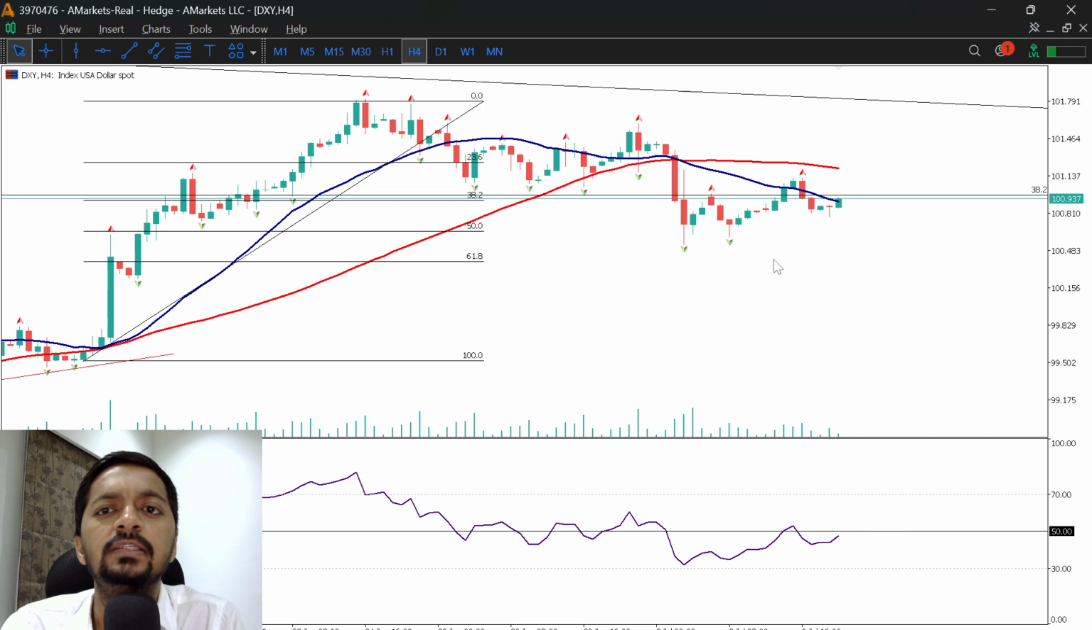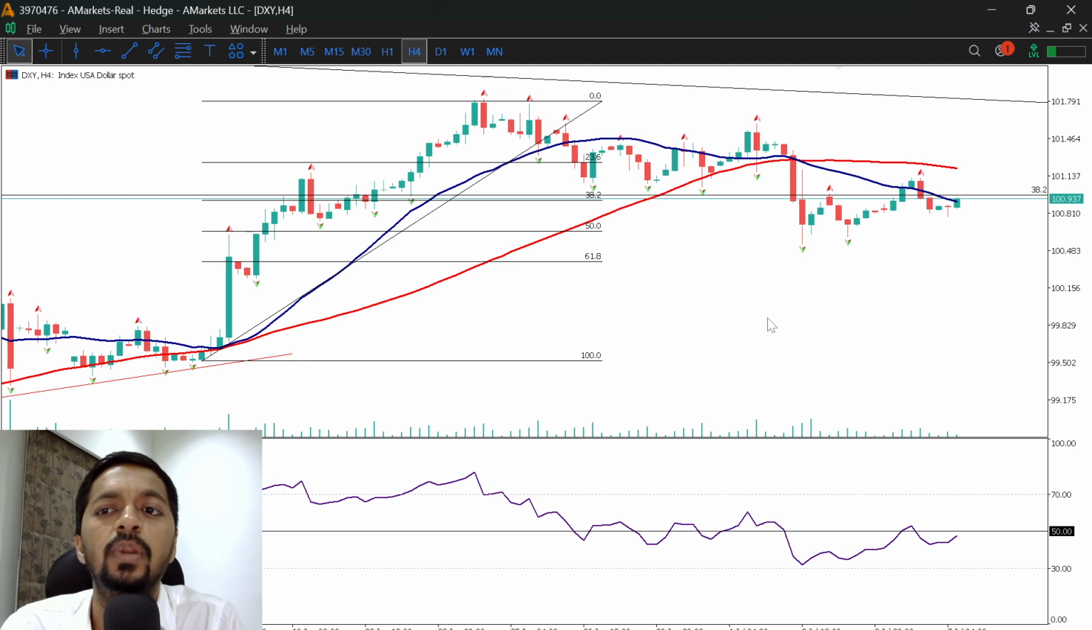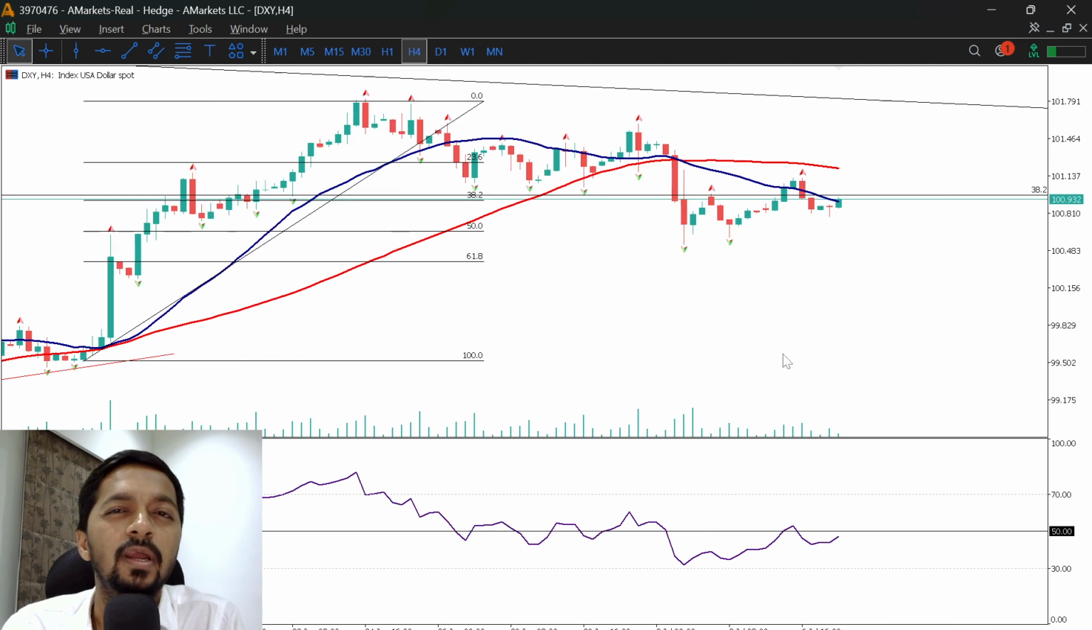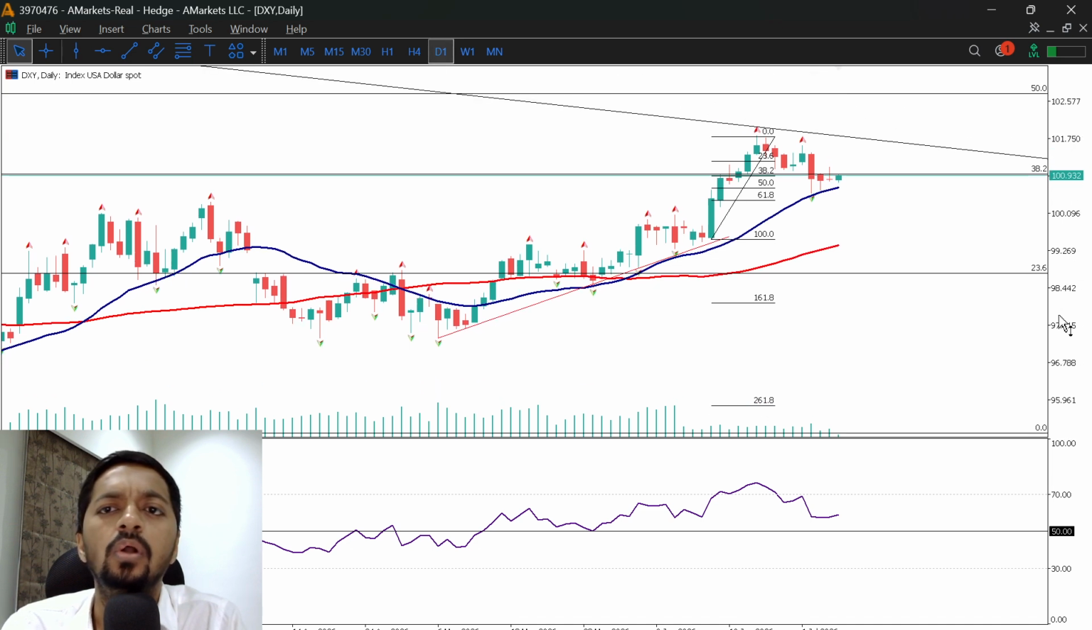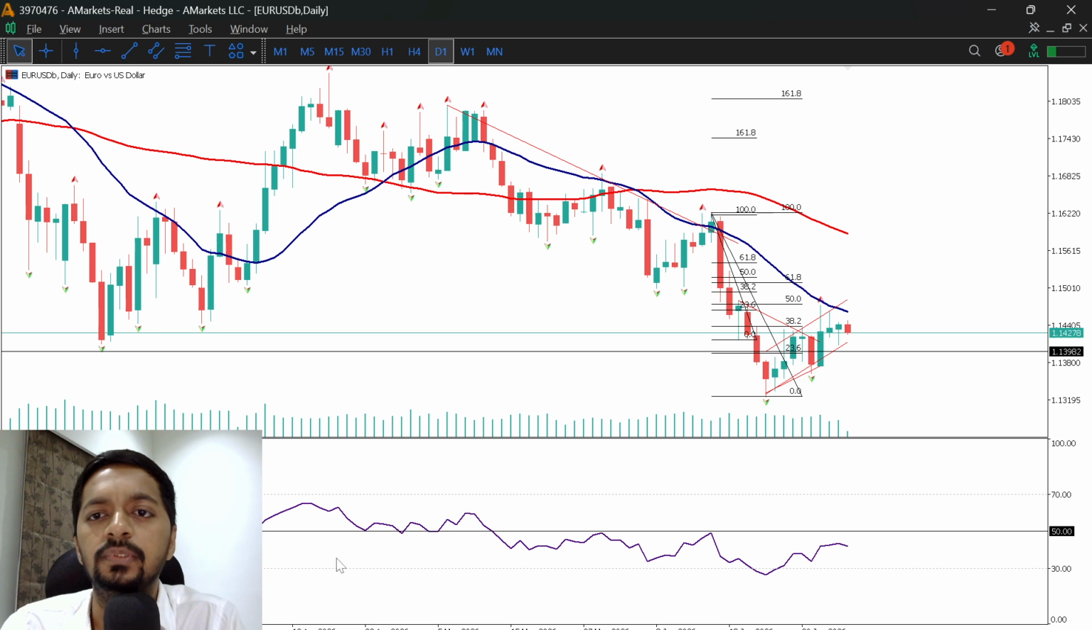If you look at the H4 time frame, right now prices are trading in some sort of corrective phase. As and when prices break above 101.400, we can expect further upward continuation. But in case prices break down below 100.500, which is the 61.8 level, then we can expect further retracement up to 99.800 to 99.500 level. So at this point in time, short term, medium term, and long term, all three trends indicate the upward trend to continue. Now let's look at the Euro USD chart.